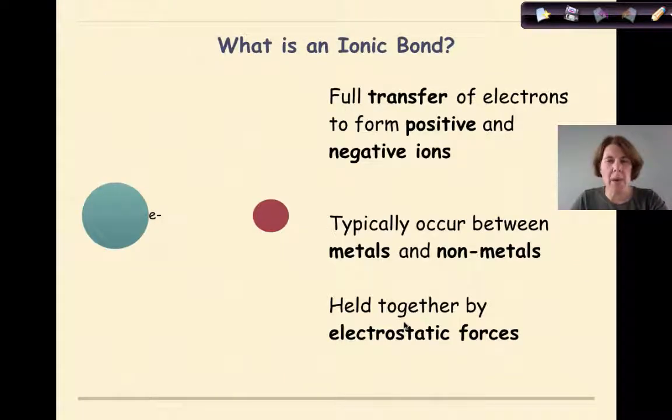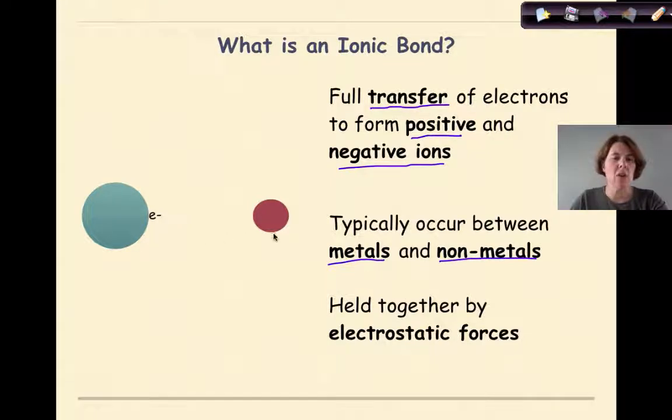Let's review what an ionic bond is one more time. An ionic bond is obviously made up of ions, and it is the full transfer of electrons to form positive and negative ions. Typically, ionic bonds are going to occur between metals, which are going to give up electrons, and nonmetals, which are going to accept them, and they're held together by electrostatic forces, that positive-negative force of attraction.